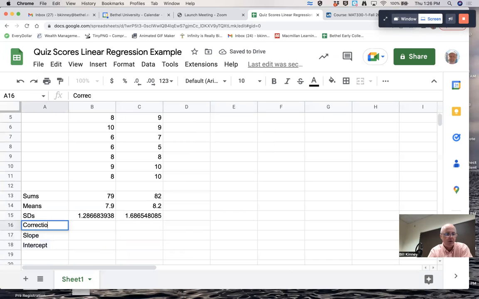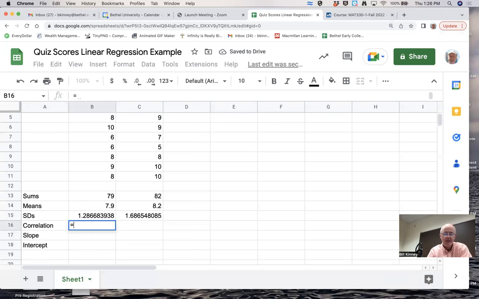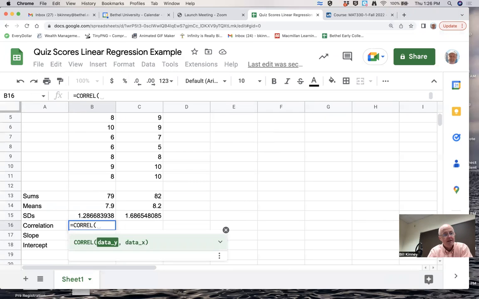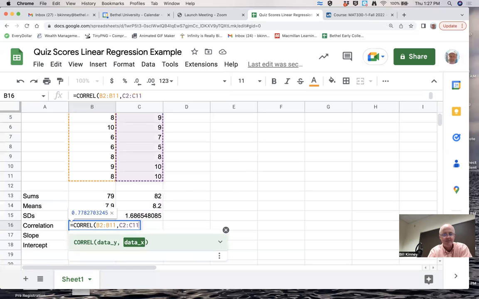I'm going to first compute something called the correlation, not correction. Correlation with the spreadsheet. This is what the calculator called R. And in a spreadsheet, it's equals correl with 2 R's and 1 L. It says data Y, comma data X, but you can actually do it in either order. I'm used to doing X first. I'll do B2 colon B11, comma C2 colon C11. 0.778 is the correlation. Being positive guarantees the slope is positive. If the correlation is negative, the slope is going to be negative.